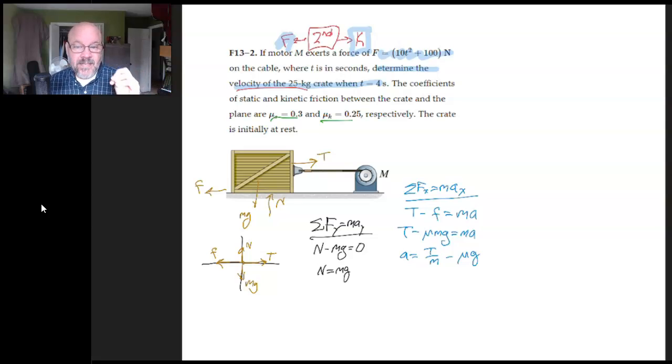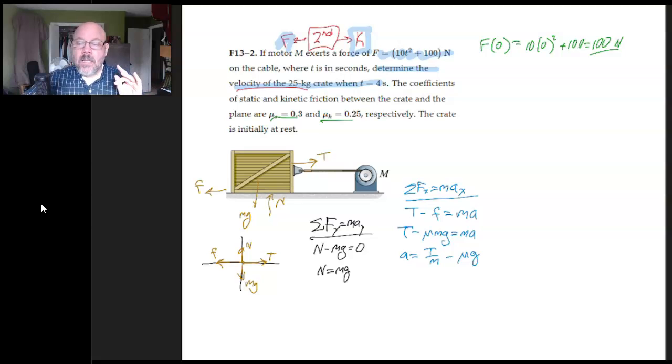Well, what we have to do is think about what's happening with the force that's being applied at time equals 0. At time equals 0, it's going to be 10 times 0 squared plus 100. So we got 100 newtons right out of the gate. Now that force then goes up rapidly, but we got 100 right out of the gate. So our question is, when it's supplying 100, are we able to move it or not?